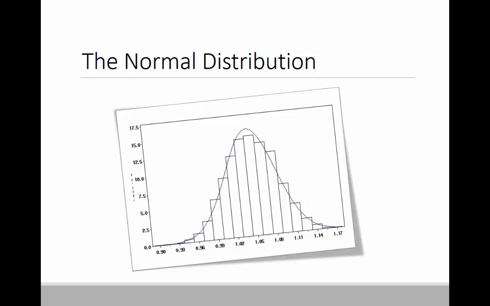There is also a special case of the normal distribution, which is called the standard normal distribution. The unique aspect of the standard normal distribution is that the mean is exactly 0 and the standard deviation is exactly 1 for this data set.